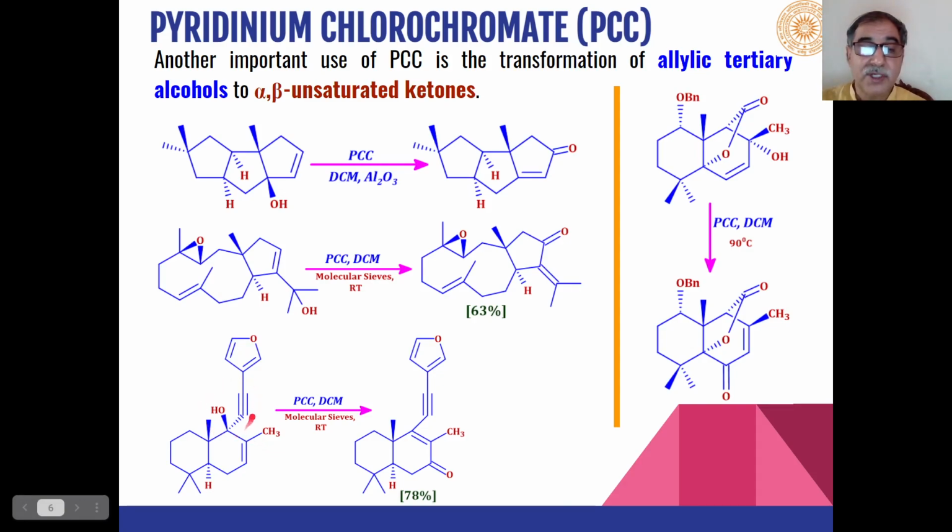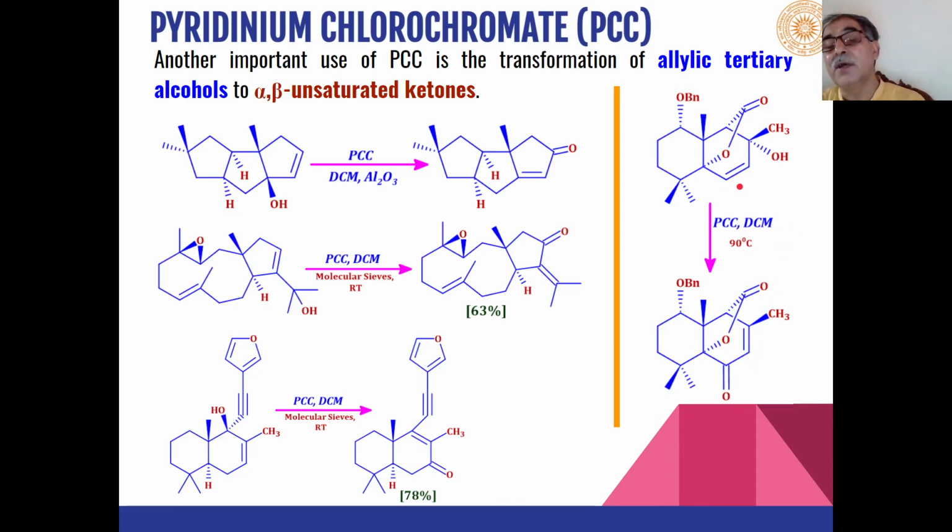Then in this molecule you can see, this is the allylic tertiary alcohol part of the molecule, and in addition this is an additional functional group, that is a carbon carbon double bond, and the heterocyclic ring, an epoxide ring, is also present. And this oxidant PCC does not affect either this heterocyclic ring or this carbon carbon triple bond. Only the allylic tertiary alcohol part of the molecule is oxidized to the alpha beta unsaturated ketone.